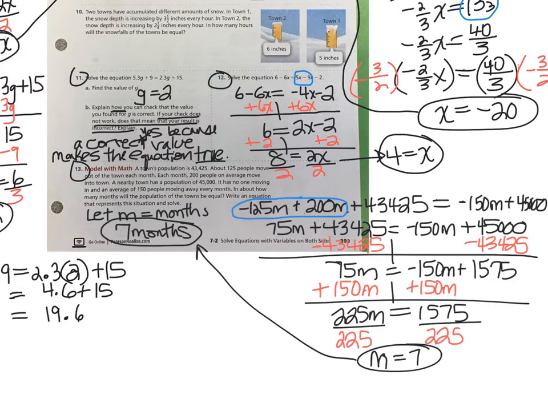And there's your solution to number 13. Notice that I first combined like terms, and then I started using my properties of equality to get the terms with the M's over to the left, and I took the constant terms over to the right side of the equal sign, and then I solved a two-step equation for my variable M. So M equals 7 months.